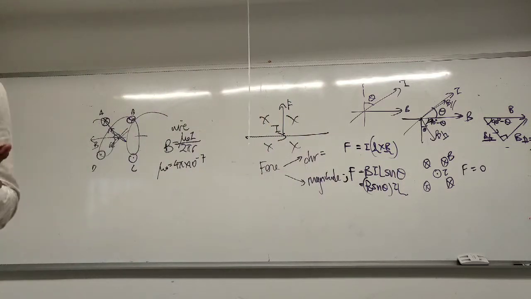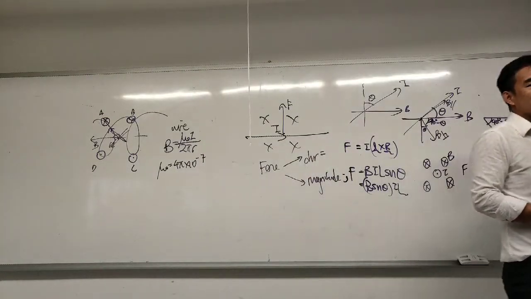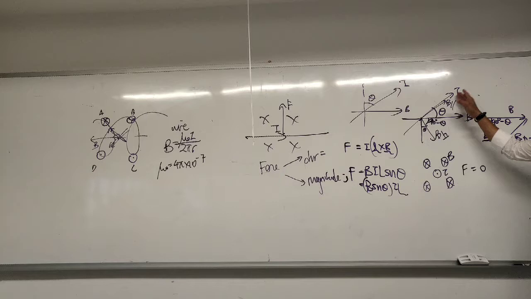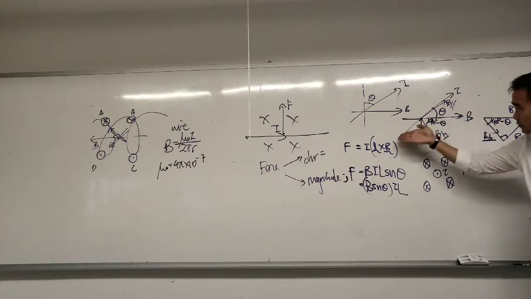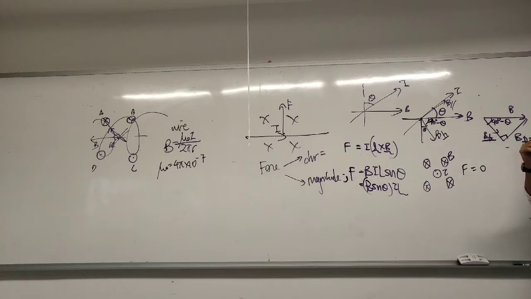The B vector is very clear. B vector is the B vector here. So what is the L vector? L vector is the vector that points along the wire. So which direction does it point? Does it point along this direction or this direction? You take the L vector as the direction of the current.